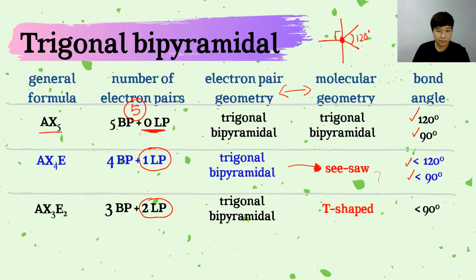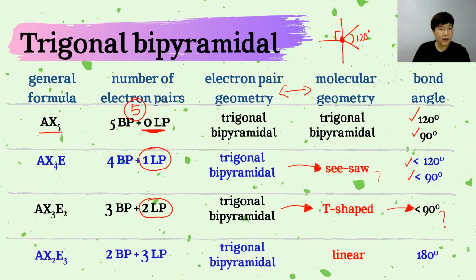So when you have two lone pair, the trigonal bipyramidal changes to T shape, and the bond angle will be less than 90. Again, why? Last but not least, when the trigonal bipyramidal has three lone pair at the central atom, it will change to linear. Why suddenly is there linear in your trigonal bipyramidal? Because you have three lone pair. And since it's linear, the bond angle will be 180.